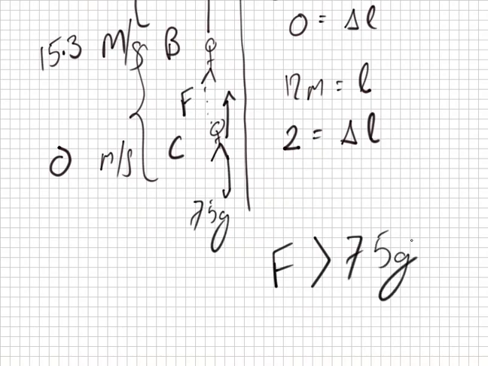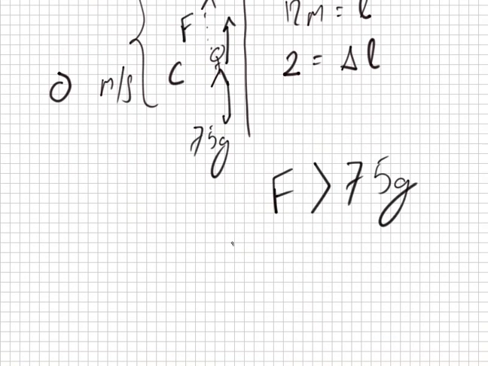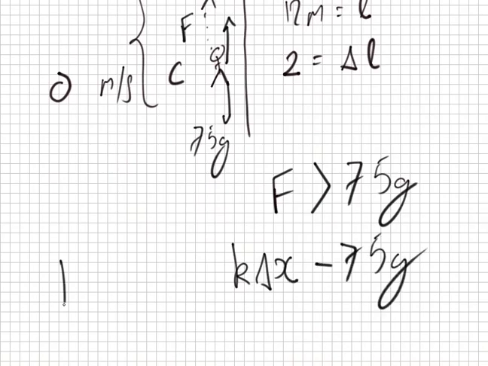So they would like to know in the question, how much bigger is it? What's the difference? So what type of force is causing them to go up? Well, it's still K delta X minus 75G. That's how much force is going up. Does that make sense?